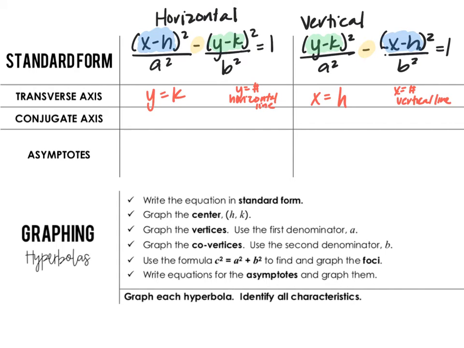Now the conjugate axis is perpendicular to the transverse axis. So from here, we're looking for x equals h and y equals k. So we just flip those.